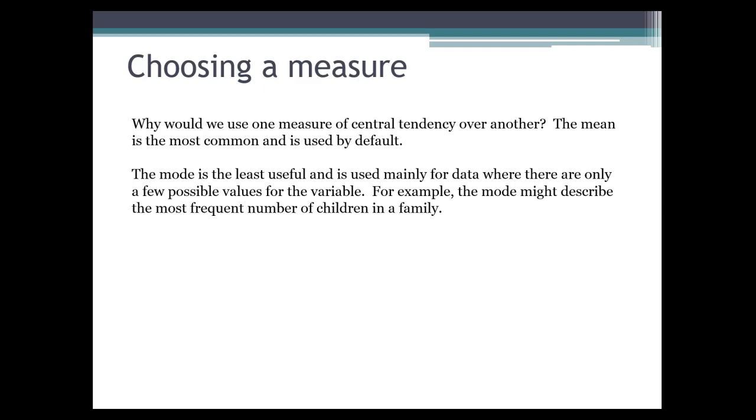The mode is used where there's only a few possible values of the data. So like if you're looking at the most frequent number of children in a family, the most frequent number of bedrooms in a house, something like that. So where there's really only a few possible values that the variable could be, that's a time when you might use the mode. You can also compute the mode for data that's qualitative. So it doesn't even have to be quantitative to find the mode.